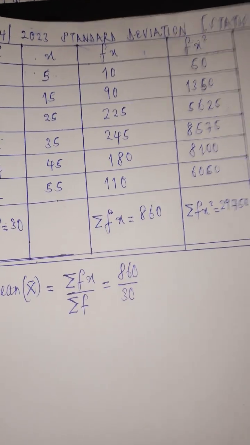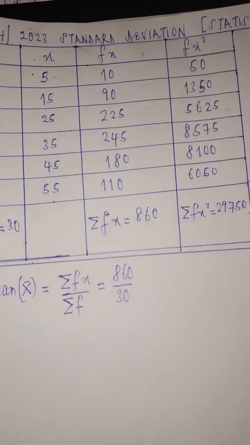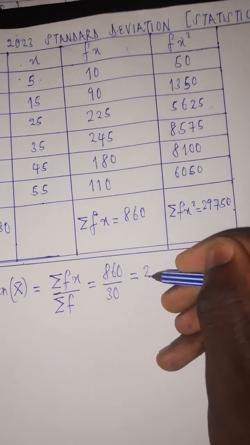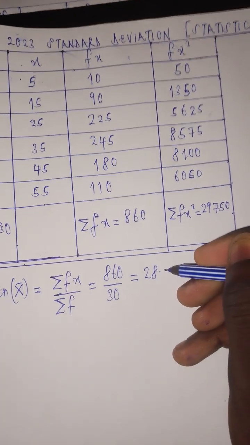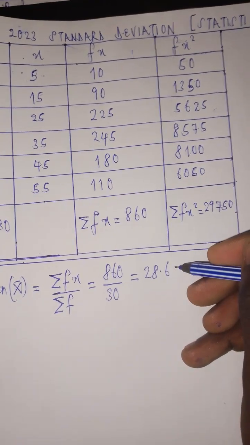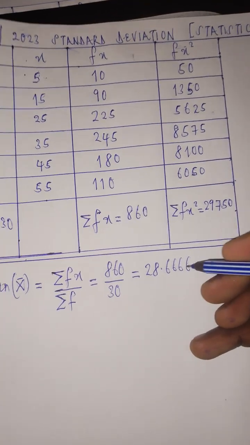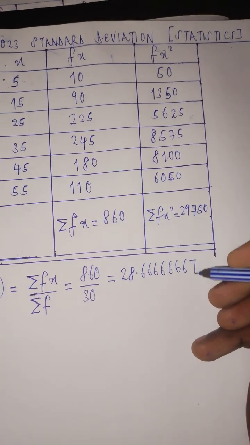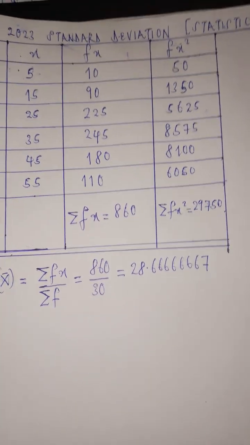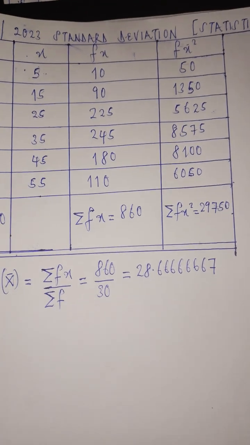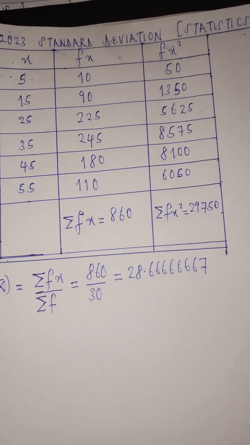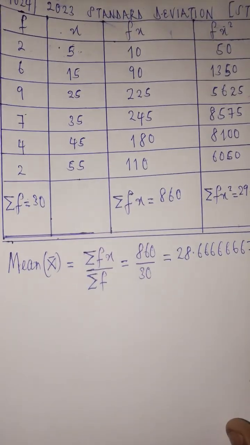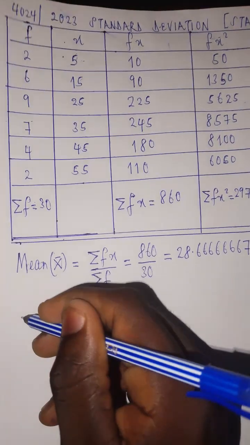So I'm going to calculate the mean. I'll just say 860 divided by 30, and that is giving 28.666666667. I won't round it off prematurely because I'll use this value in calculating standard deviation. So the next thing I'm going to calculate now is standard deviation.